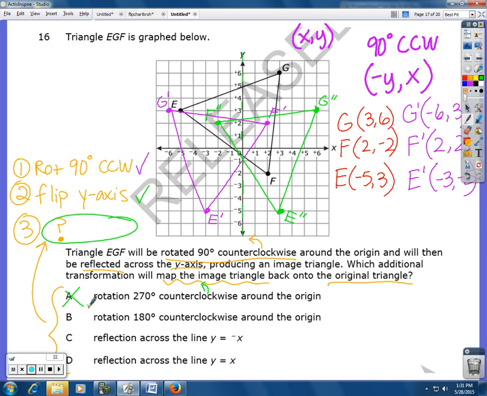A rotation of 180 degrees is going to bring G over here, 90, and then 180 over here. And that's not where we're trying to get it back to, right here. So it's not going to be that one.